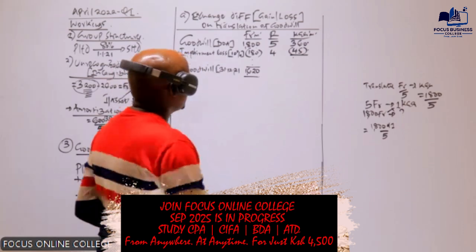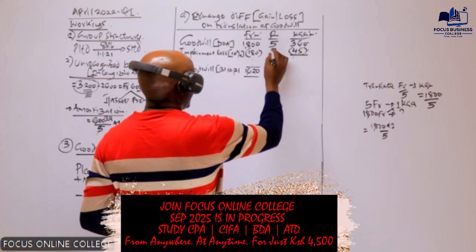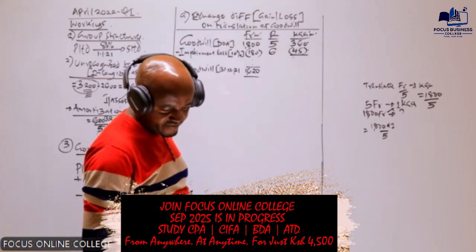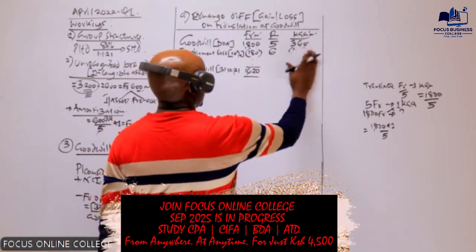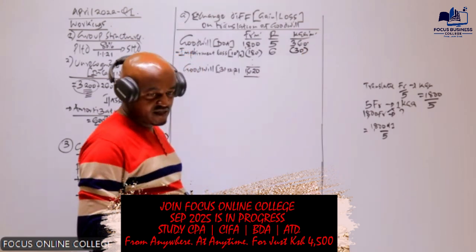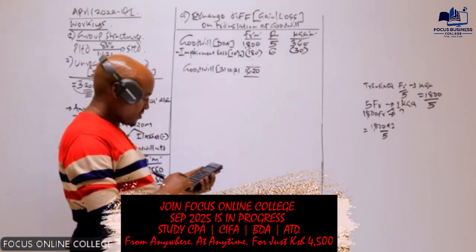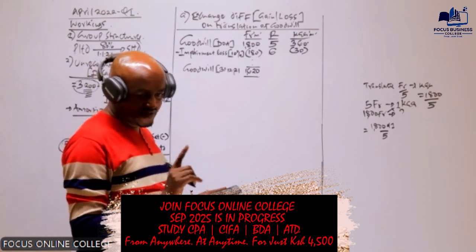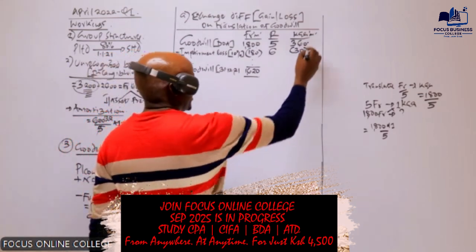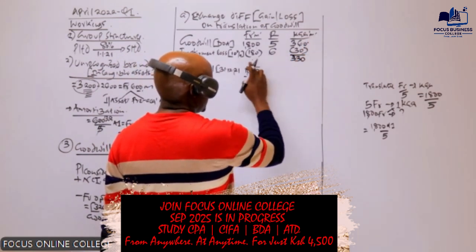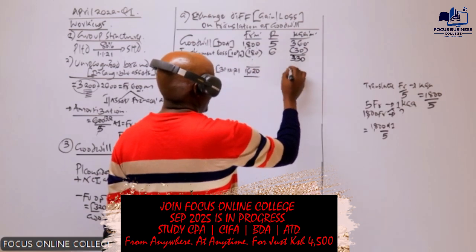Oh, sorry. So this one should be 6. The average is 6, not 4. Yes, thank you for that. So this one would be 30. 180 divided by 6 is 30. So we get the difference between this, which will give us 330. Ensure you have a line here.